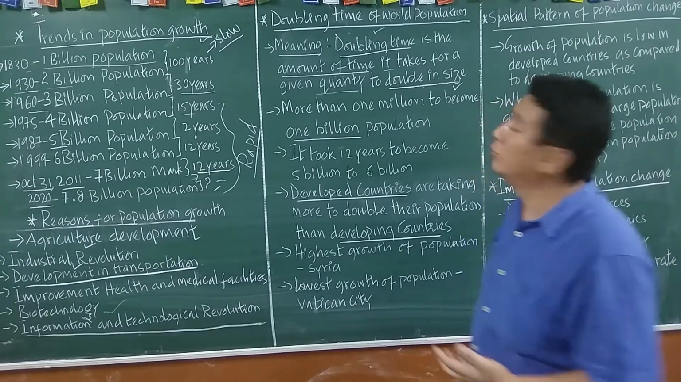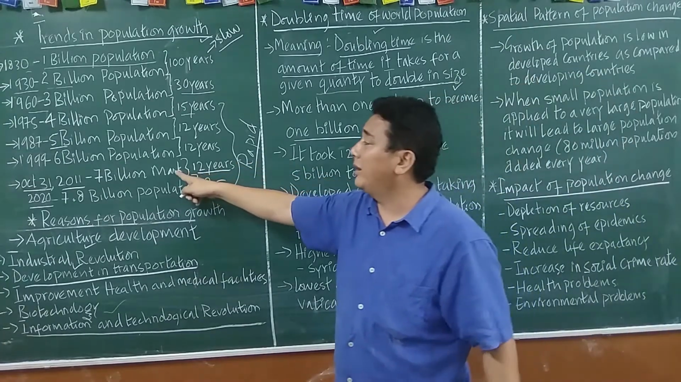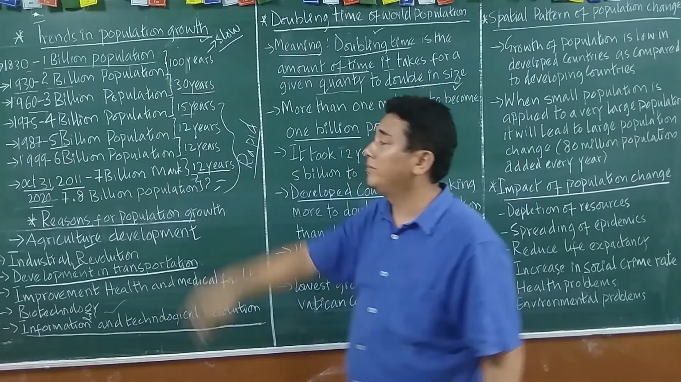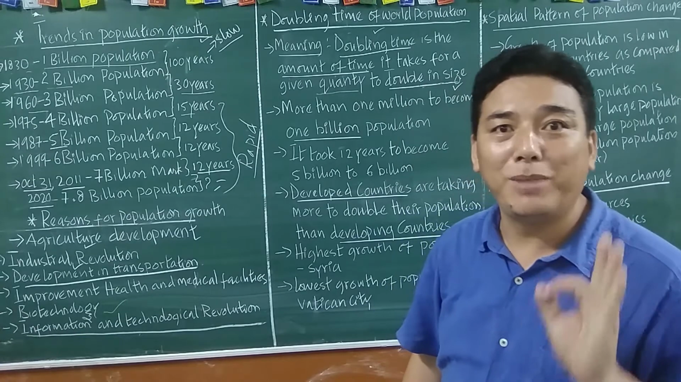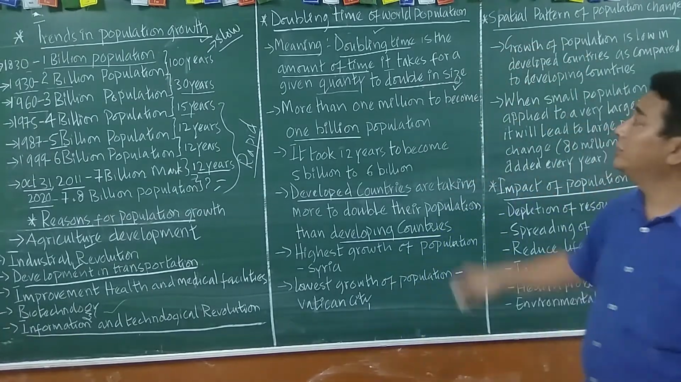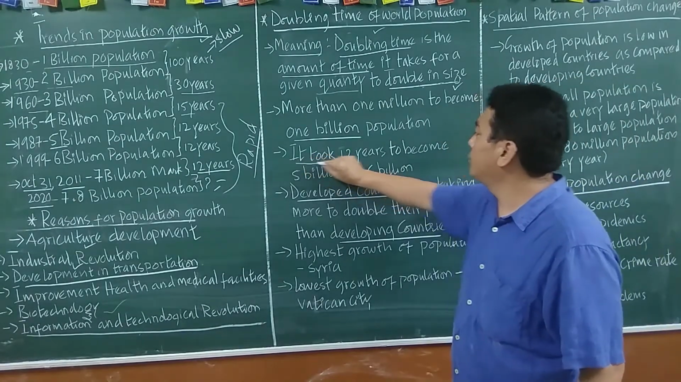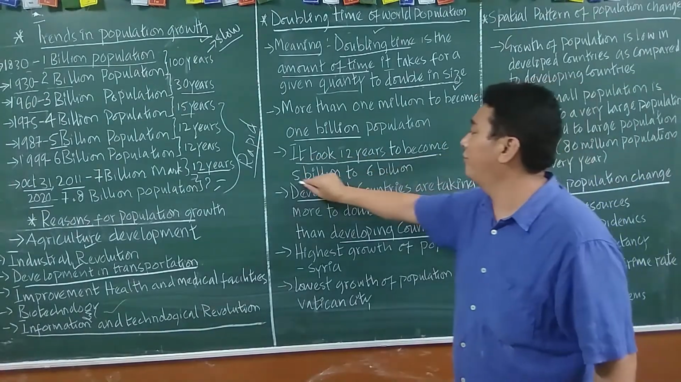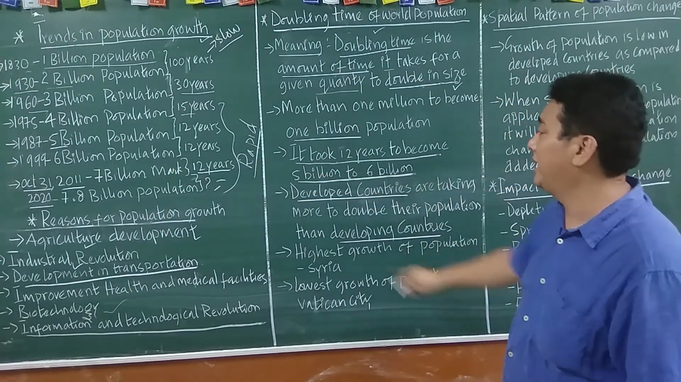The doubling time of world population. It has taken 12 years to go from 6 billion to 7 billion. To reach the 1 billion mark, it took more than a million years. And it took 12 years to go from 5 billion to 6 billion. That's a big population.